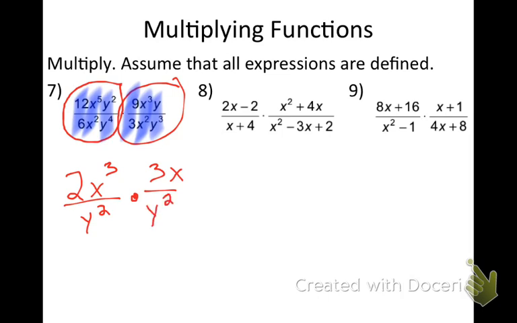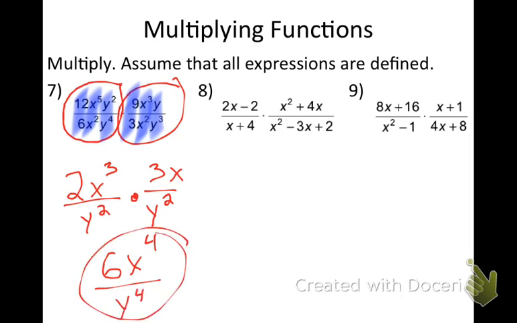Okay. Now that I have that, now I'm just going to multiply. What's 2 times 3? 6. X to the 3rd times x gets me x to the 4th. Y to the 2nd times y to the 2nd gets me y to the 4th. And there's my answer right there. Okay. You're going to look to simplify first and then multiply. It's not really that bad.